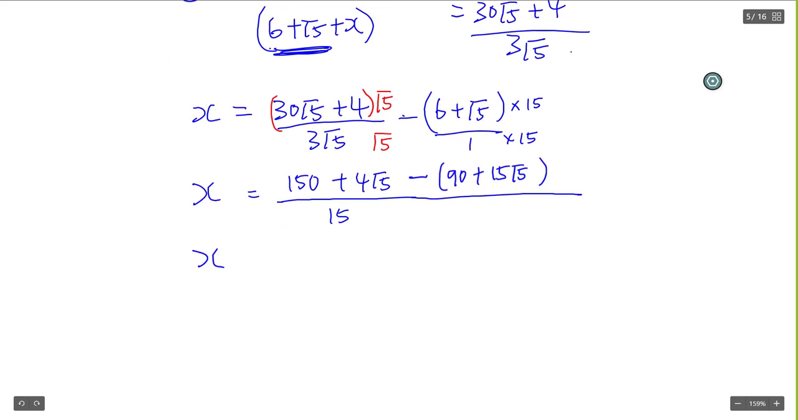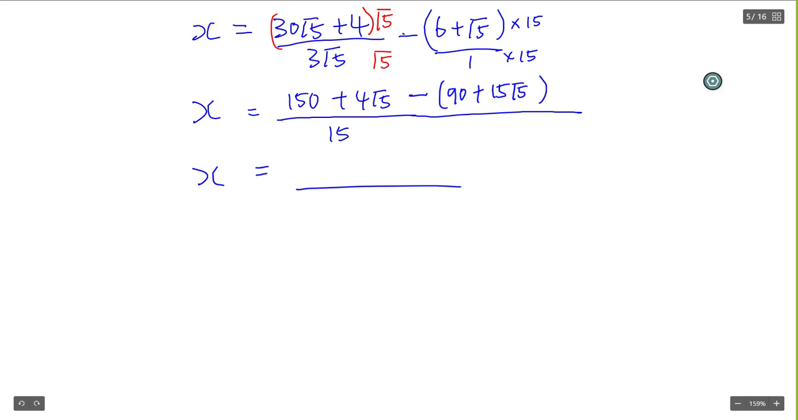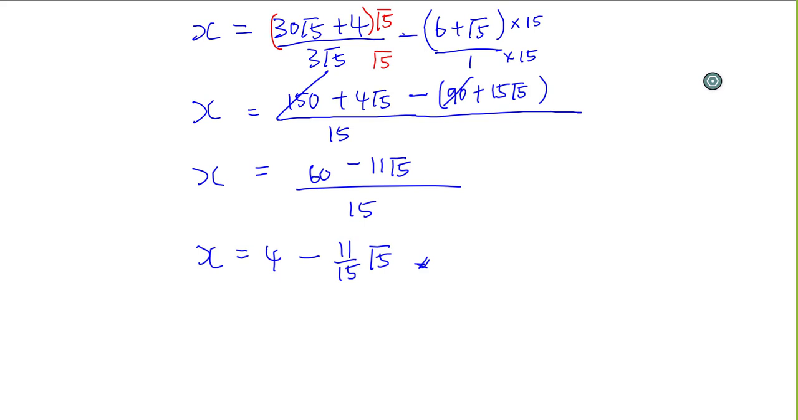Right, then I will simplify it further. 150 minus 90 will actually get 60 here. 4 surd 5 minus 15 surd 5, we actually will get negative 11 surd 5, isn't it? Okay, so x will equal 60 divided by 15 is 4. This one I separate, with 11 over 15 surd 5, because the question actually asked me to leave it in the a plus b surd 5 pattern.